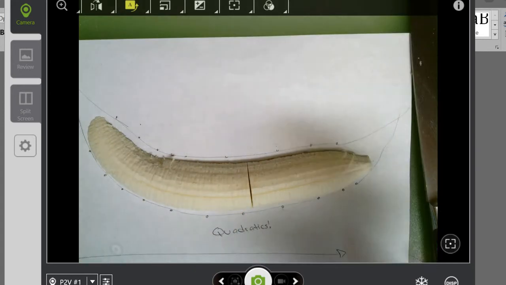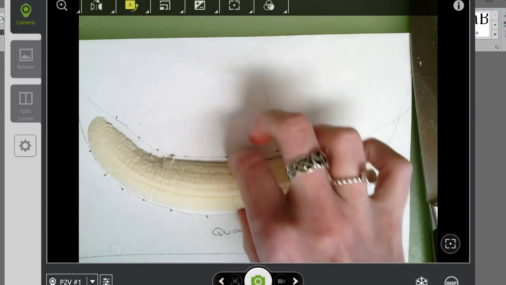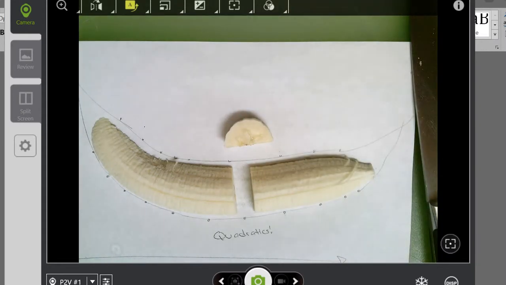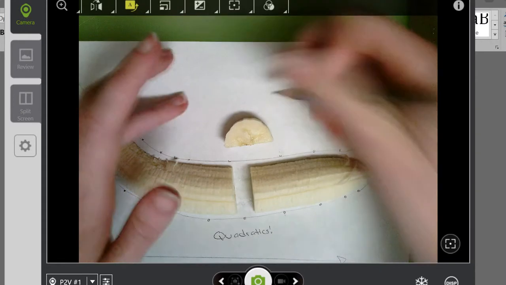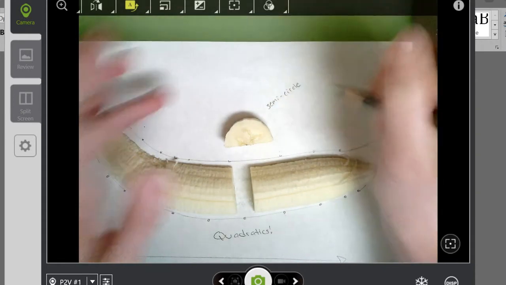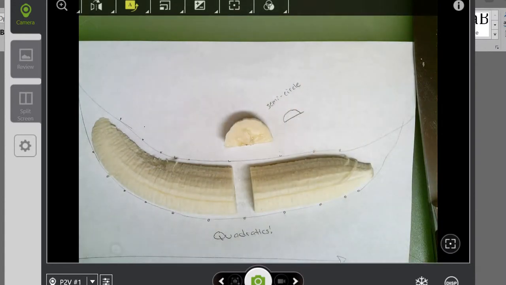Now go ahead and pull out that cross section. And what shape do you have? Go ahead and write that in your notes now. If you have your little slice ready, write that into your notes. So you should be writing that this is a semicircle, because it's half a circle, about, depending on how well your banana was cut.